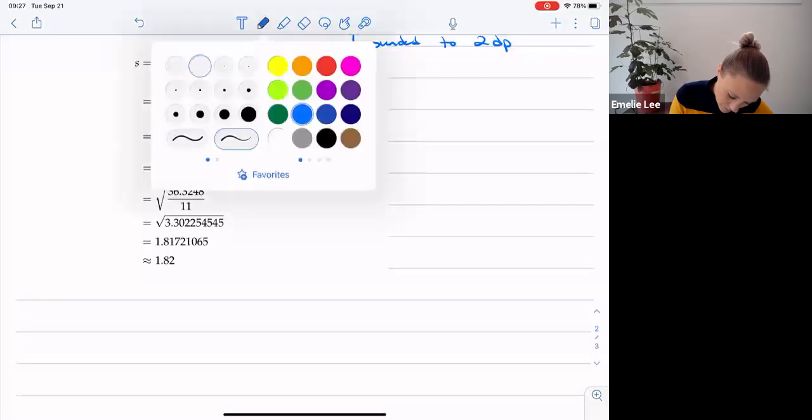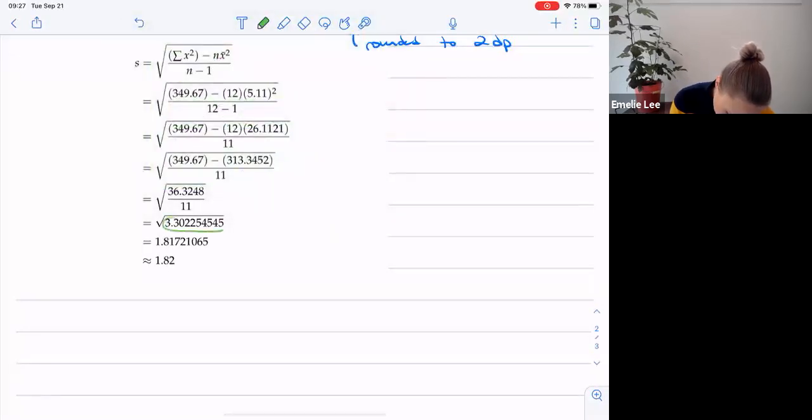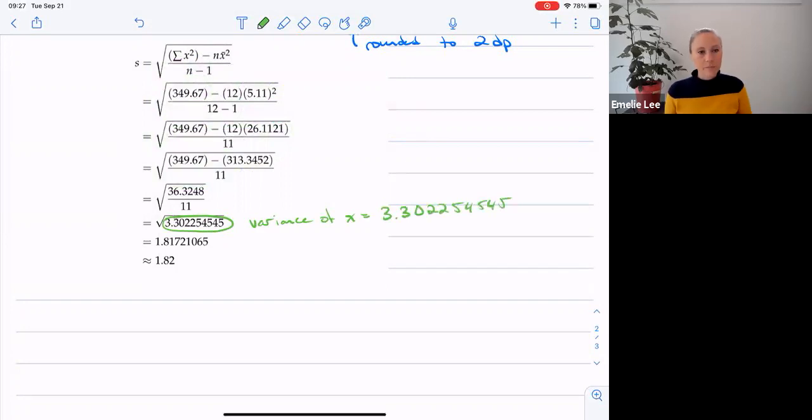So here, what we see is that everything under the square root is going to be the variance, right? And so here, the variance of x should be about 3.302254545, etc. probably. All right, but it's only showing so many decimal places. So we'll see the variance and we'll confirm it later, but that's what it should be. Okay, so the sample standard deviation that we've calculated by hand is 1.82 once we round to 2 decimal places.